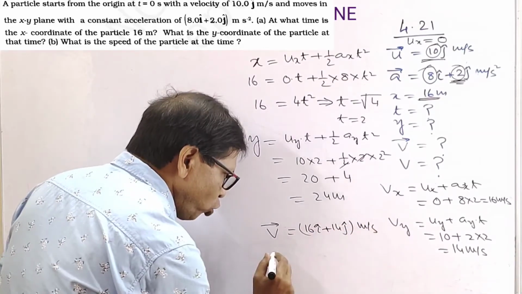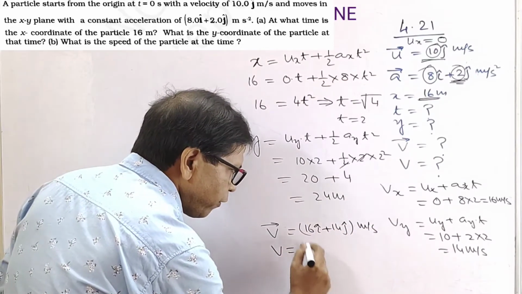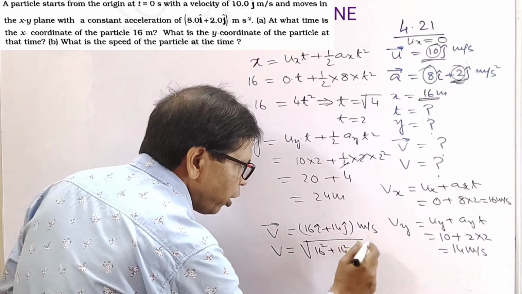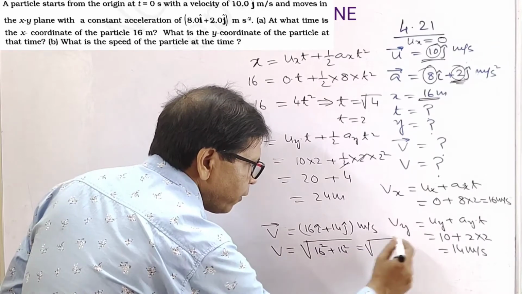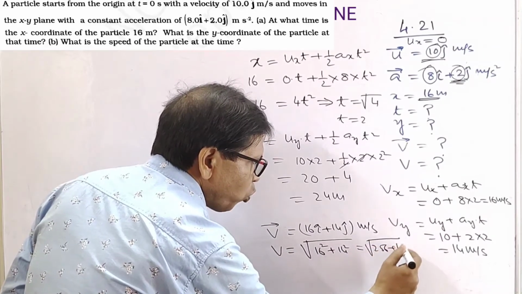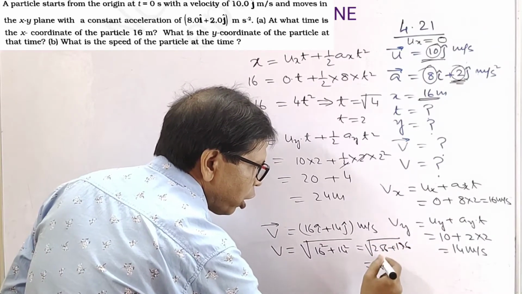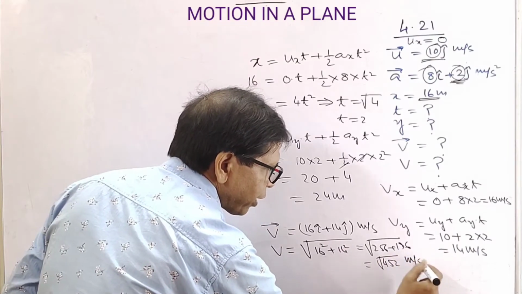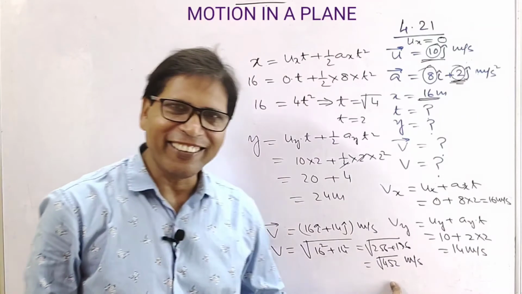The magnitude of velocity, that is speed, equals root of 16 square plus 14 square. So look at this, this is 256 plus 196, so this is root 452 meters per second. Okay, understood?